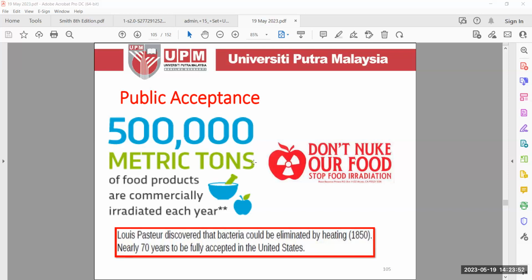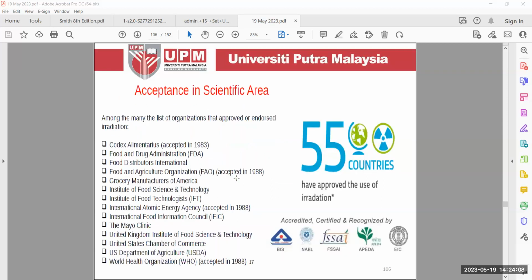But then again, speaking logically, even Louis Pasteur discovered pasteurization in 1850, and it took nearly 70 years for it to be fully accepted in the United States. So even more so when it comes to irradiation, we just have to be very patient with it and make a lot of public awareness in regards to this.